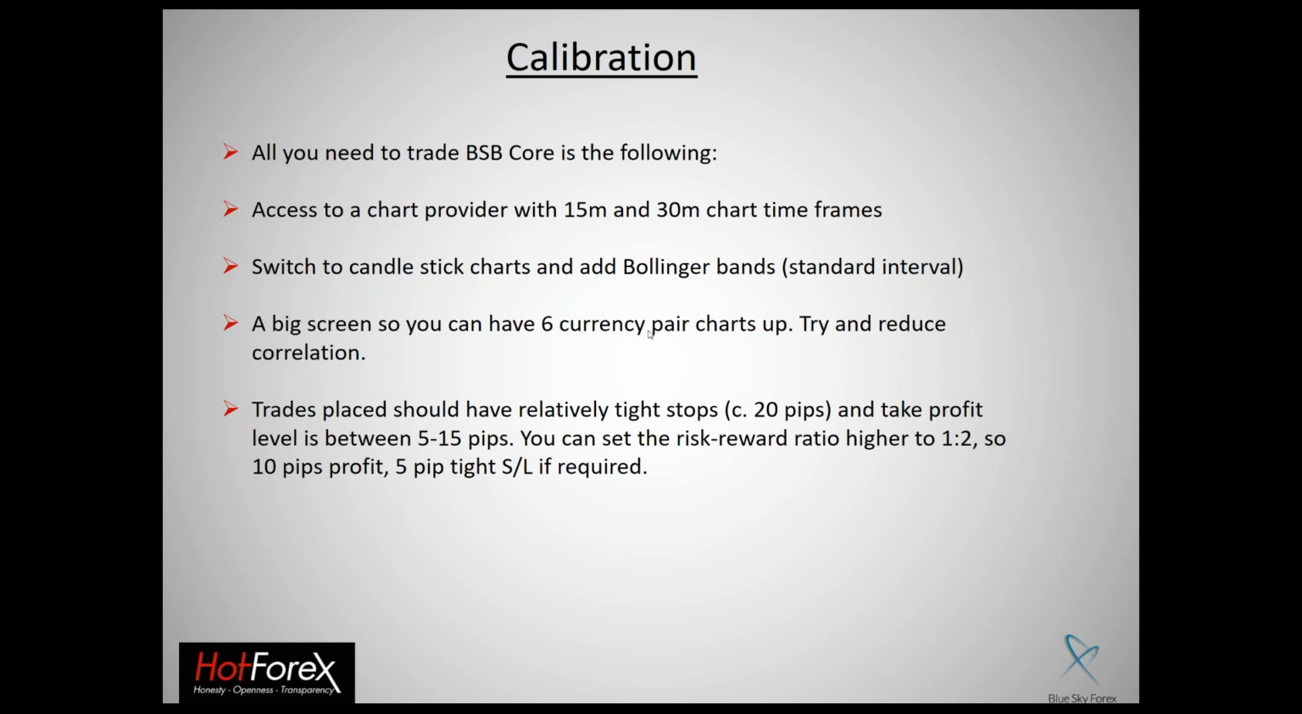So candlesticks, and definitely add Bollinger Bands, because Bollinger Bands are essential for BSP core formations. Standard intervals means a period of 20 and a deviation of 2 or 2.5. You should have at least one relatively big screen for trading to adequately analyze the price movements, or 2 or 3 screens that allow you to have a good overview of different currency pairs, if you want to analyze multiple pairs simultaneously.